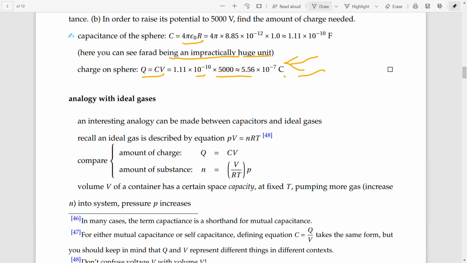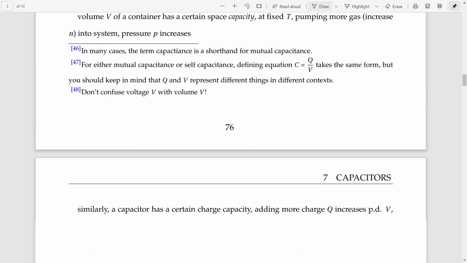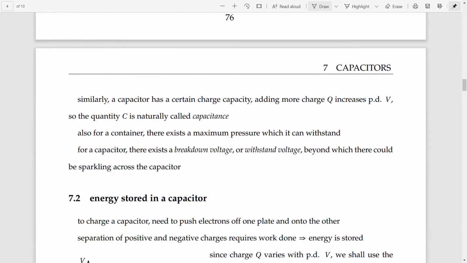Now an analogy with ideal gases. An interesting analogy can be made between capacitors and ideal gases. You already studied ideal gas, with the amount of substance: PV equals nRT, so n equals PV over RT. Volume, continuous space pumping. You don't have to worry about the rest.